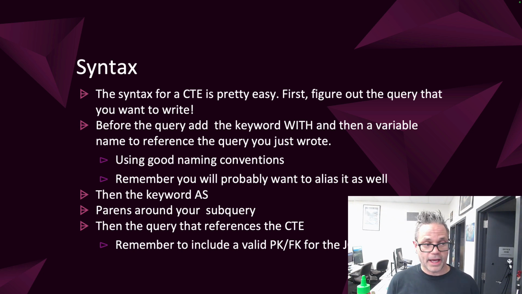And then the keyword AS, and then parentheses around the subquery you're actually going to be working with, and then the query that references the CTE. And of course, because you're going to be using this multiple times, you definitely want to make sure you include a valid PK-FK relationship for the join on sequence, so you can actually talk to this throughout your query.